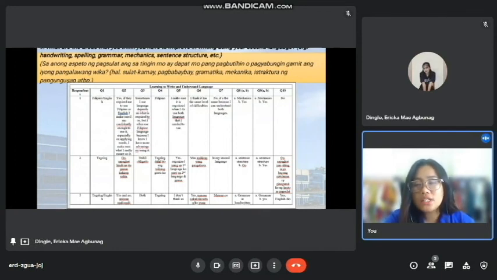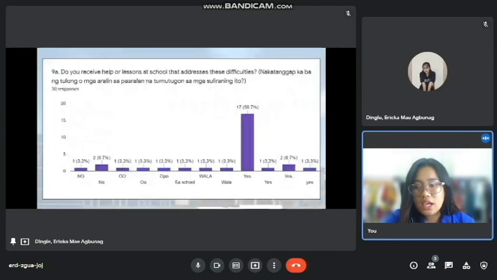Subsequently, for question 9A, do you receive help or lessons at school that address these difficulties? Twenty-seven respondents stated that they indeed received further help and lessons from their respective school to address the difficulties they encountered in writing using their second language. On the other hand, 3 other respondents answered no to the question. Now let's have the final question in the writing category.